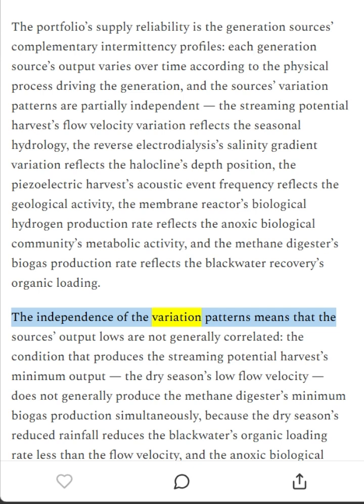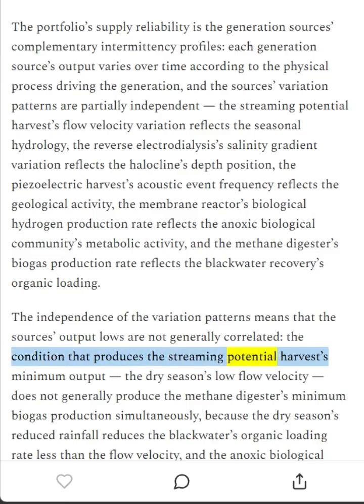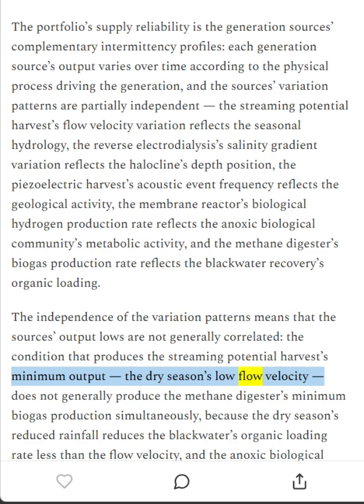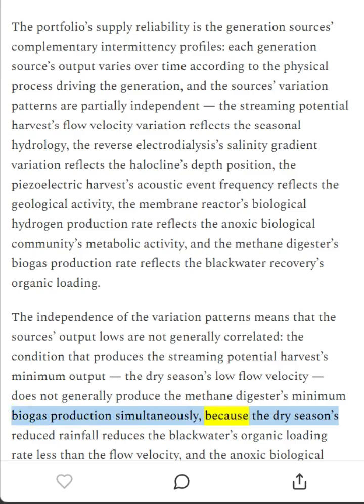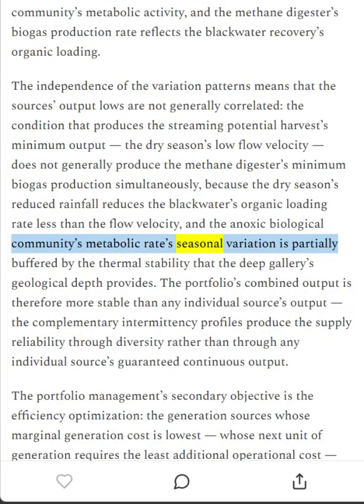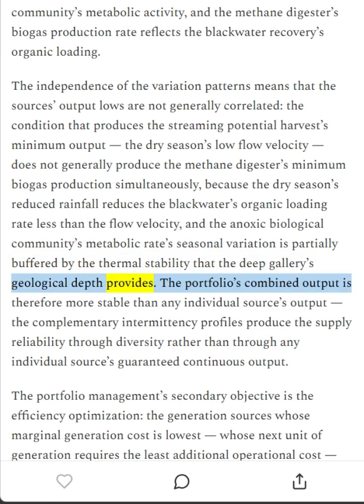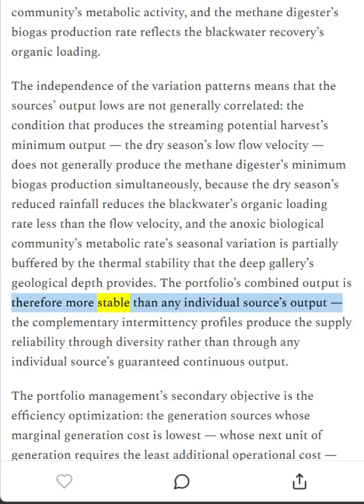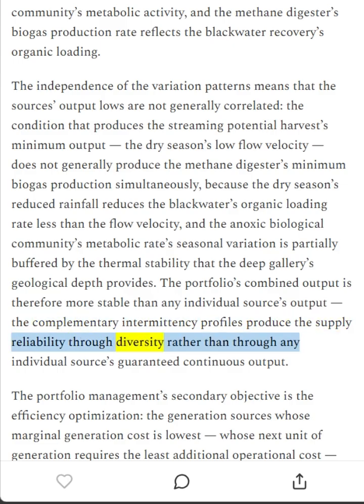The independence of the variation patterns means that the sources' output lows are not generally correlated. The condition that produces the streaming potential harvest's minimum output, the dry season's low flow velocity, does not generally produce the methane digester's minimum biogas production simultaneously, because the dry season's reduced rainfall reduces the Blackwater's organic loading rate less than the flow velocity and the anoxic biological community's metabolic rate seasonal variation, which is partially buffered by the thermal stability that the deep gallery's geological depth provides. The portfolio's combined output is therefore more stable than any individual source's output. The complementary intermittency profiles produce the supply reliability through diversity rather than through any individual source's guaranteed continuous output.